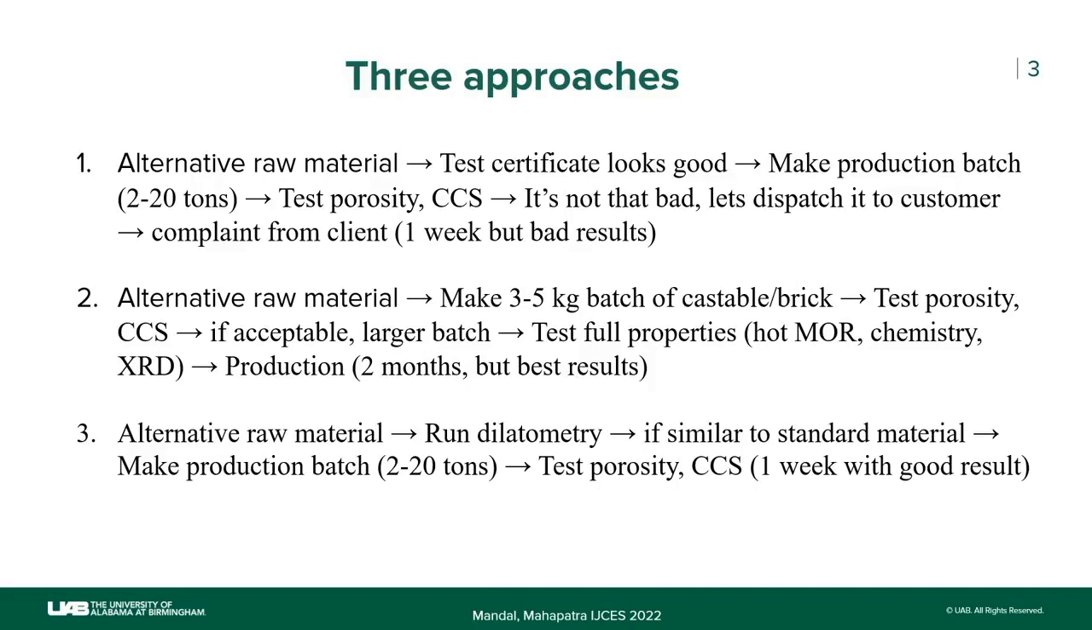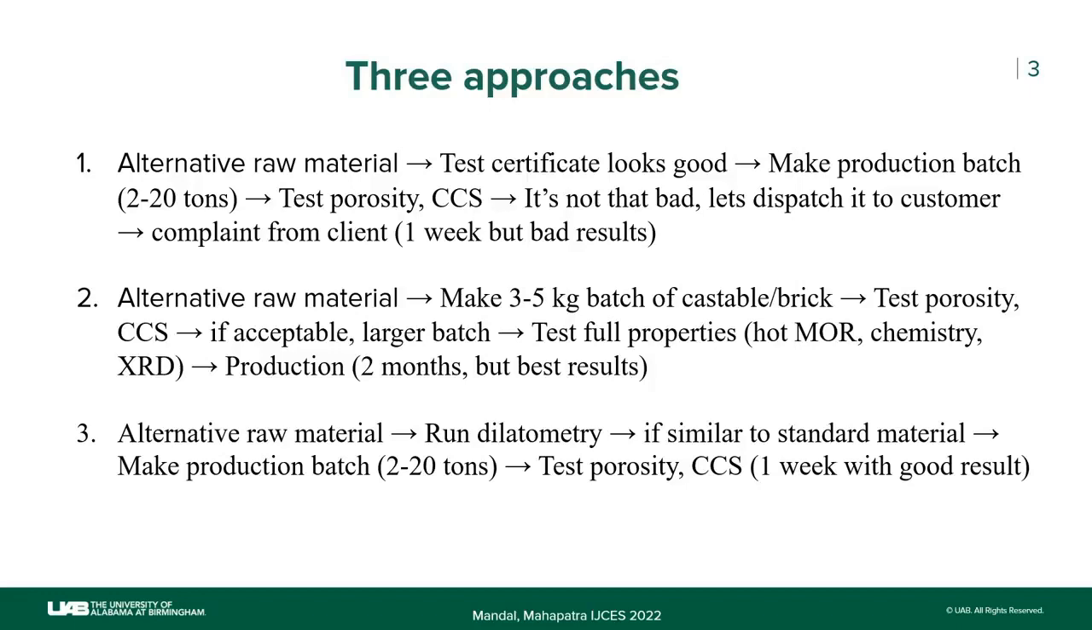The second alternative, which is a better one, is that we make smaller batches, we test the properties, then we make larger batches. If the properties are good, we do more exhaustive studies like XRD, and then if the properties are good, we go for production. So this is the long method, and the other is the short method, but the risky method.